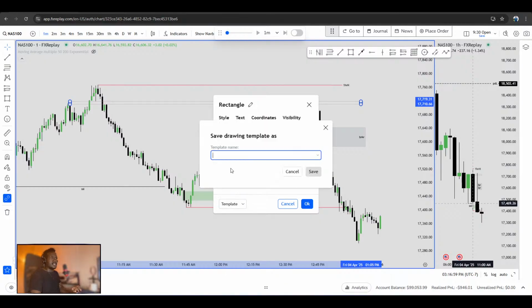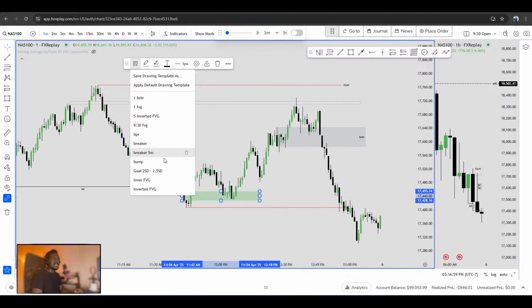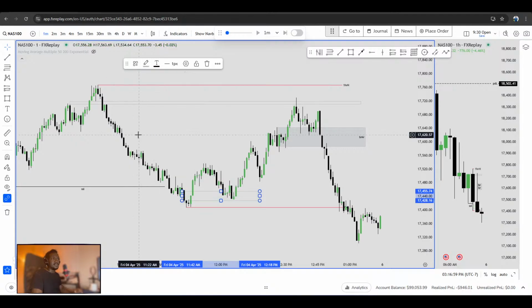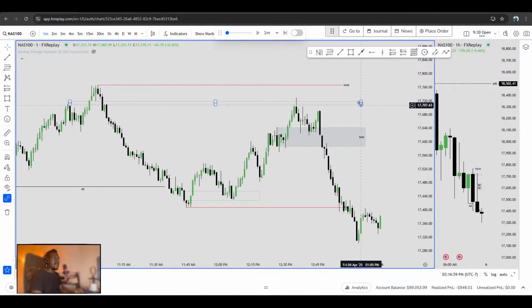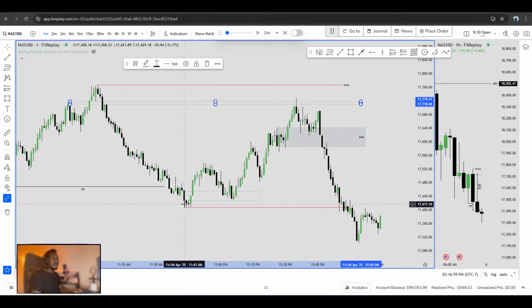Template, save as. I'll just do BPR, or I can just do like a box. That'll let me know. Border. I'll just do BPR so I can know that a gray box is BPR, and then I'll just do this and it will work for us. Beautiful. And then I wanted to let this know this was the 5-minute, and this one is on the 1 minute.